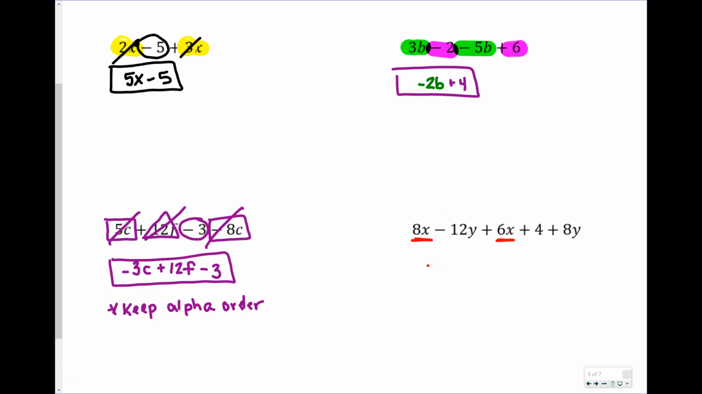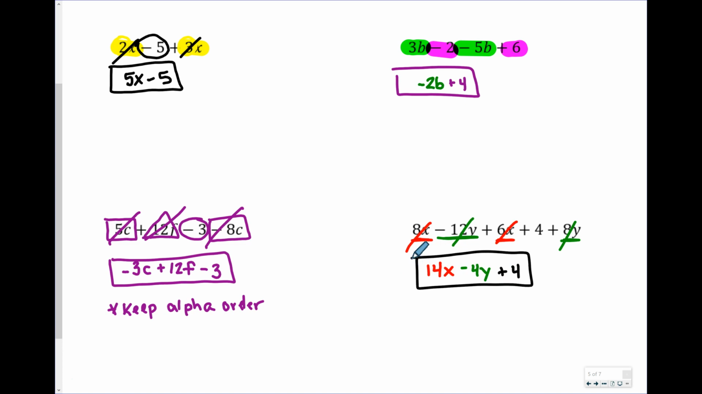I like colors much better than shapes, so 8x, 6x are like terms. So 8 and 6 is going to give me 14 and bring down the x. They cancel. The next like terms I have are negative 12y and positive 8. And when those are added together, I get negative 4y. I cross them out. And then the last term I have is a 4. So I get 14x minus 4y plus 4 as my final answer.